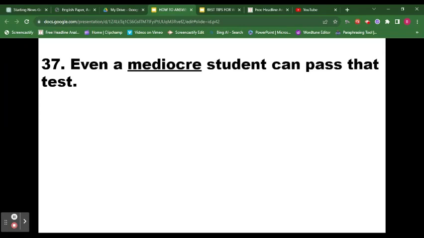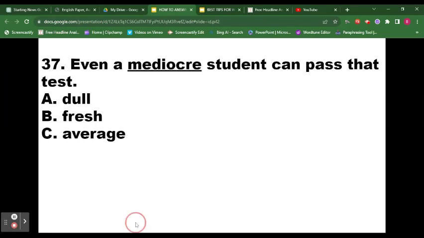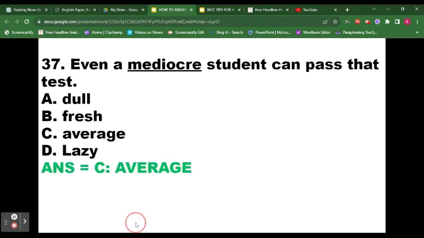Okay. Now, question number 37. Even a mediocre student can pass that test. When someone is mediocre, they are just of average ability, they can produce average performance. So A, dull. B, fresh. C, average. D, lazy. Of course, the answer is C, average.